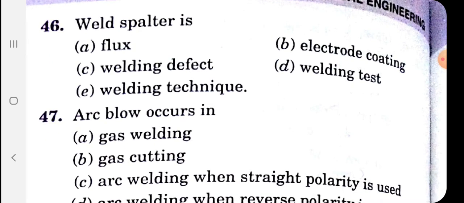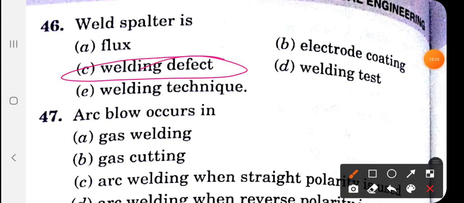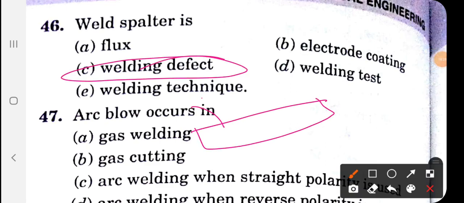Weld spatter is a welding defect. When you weld at one place for more time, liquid metal will form, and because of the force some tiny droplets will fall on the other surface. Because of this the surface becomes rough and not proper for assembling. This type of welding defect we call weld spatter. So 46 is C.